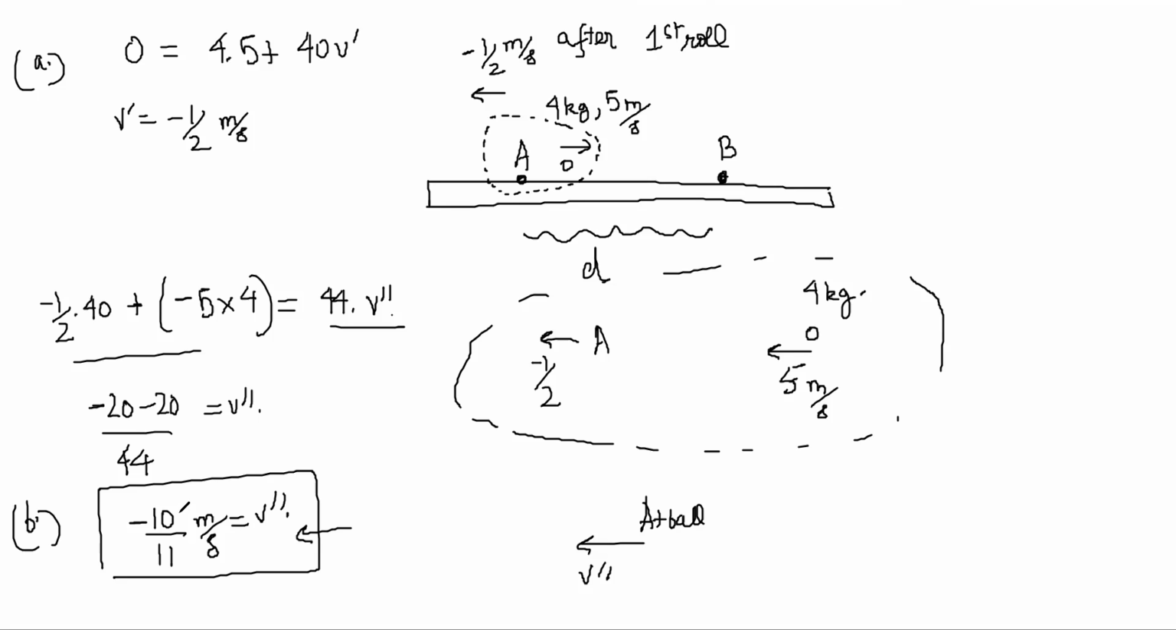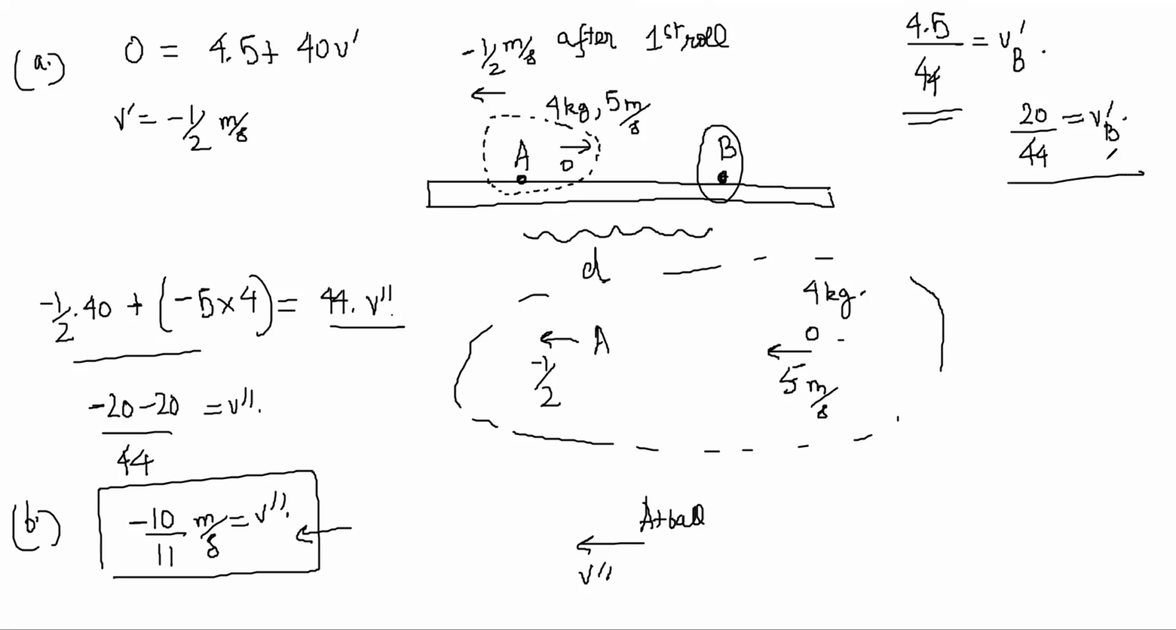Now, the speed of B at this moment was how much? So first B catches this, so B would have gotten 4 into 5 by 44 as the speed. Initially, after he catches it, this is the speed of B. So 20 by 44, right? This is clear.